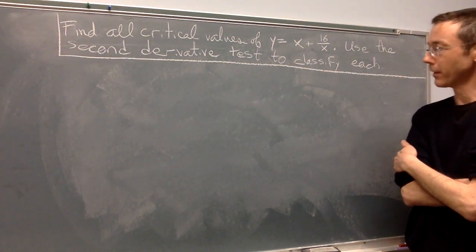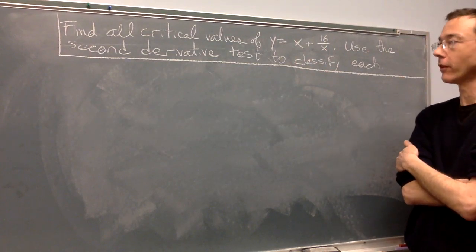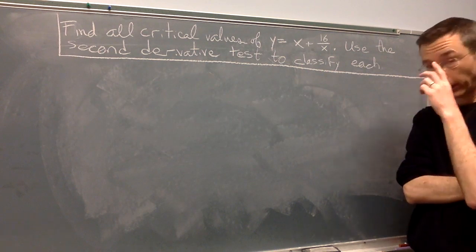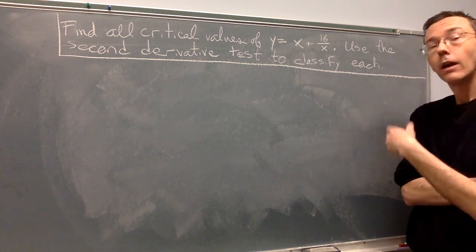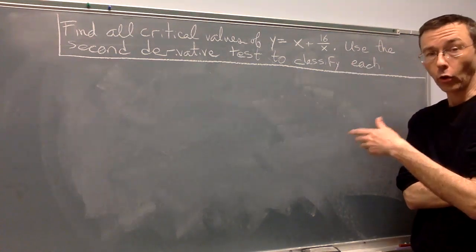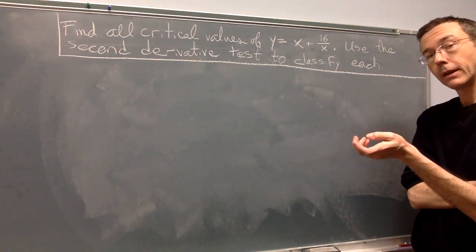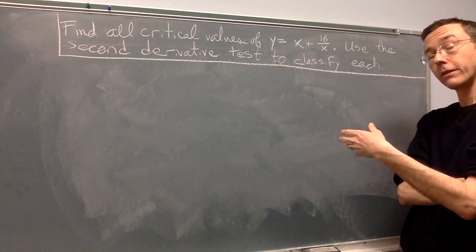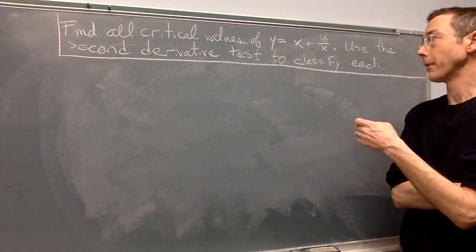Hey everybody, I'm back with an example of the second derivative test. Here we have a function y equals x plus 16 over x. We'd like to know what its critical values are, and then we'd like to classify each one as a local max or a local min. Of course, we have two different ways of doing that, the first derivative test and the second derivative test. Here we're going to opt for the latter.